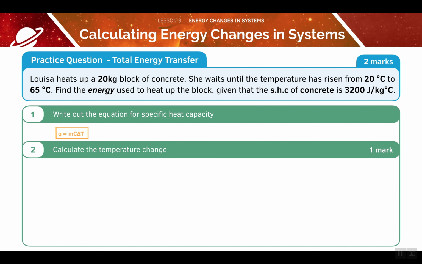Now we can calculate the temperature change. We have not been told the value in the question, so we need to work it out. So from the question, we know that she heats it all the way up to 65 degrees, and she started at 20 degrees. This means that the temperature change must be 45 degrees.